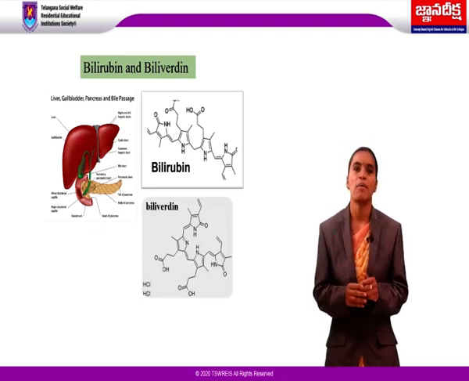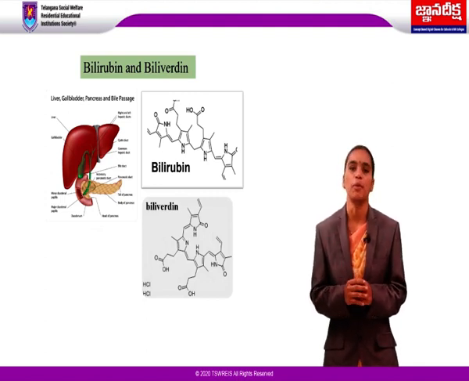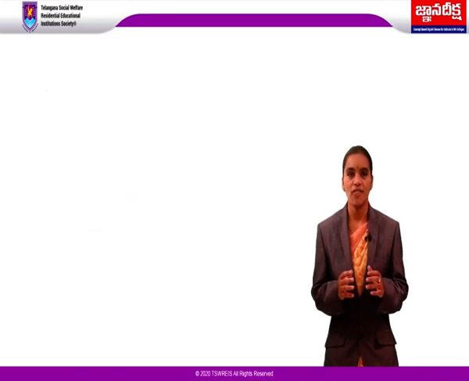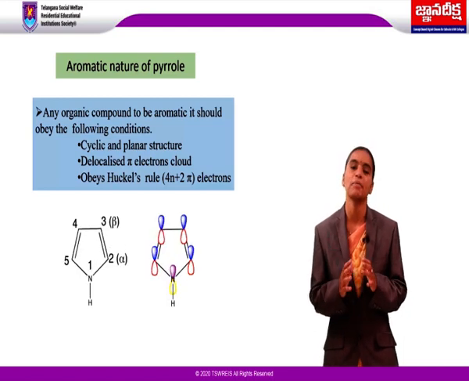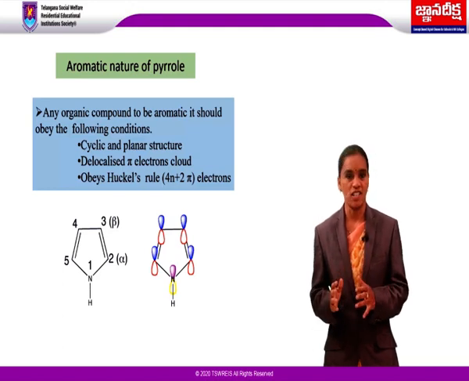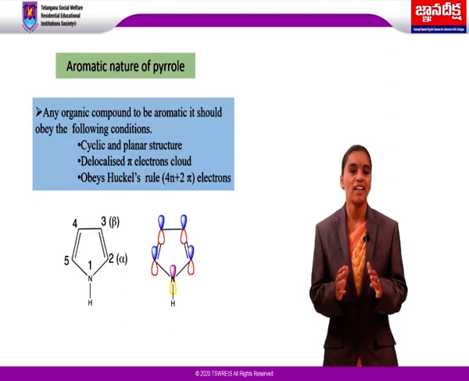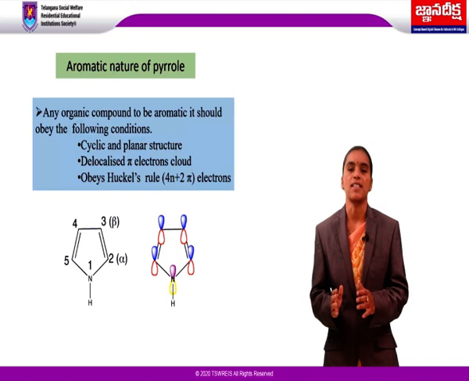I said that pyrrole is a 5-membered heterocyclic and aromatic compound. So why is it aromatic? Let's check. First of all, for any organic compound to be aromatic, it should obey some conditions. It should have a cyclic and planar structure, it should have a delocalized pi electron cloud, and it should obey Huckel's rule. Huckel's rule is nothing but having pi electrons equal to 4n+2, that is, 4n+2 pi electrons.